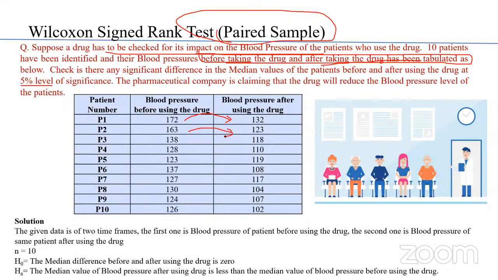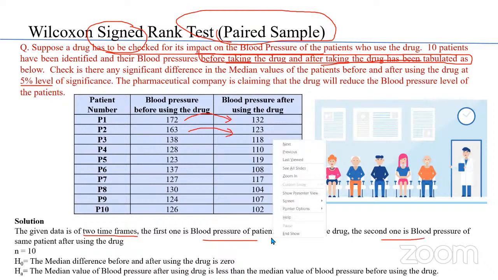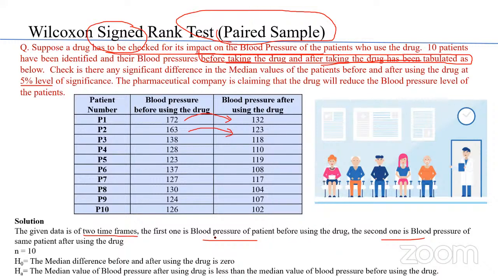The Wilcoxon signed rank procedure takes the sign into account; the name itself tells about the sign. Is it a positive sign or a negative sign? The given data is of two time frames: first, before taking the medicine, and second, after taking the medicine. So it is a paired test, a paired sample, and N is 10. If it is a paired sample, you should get the same number of samples before and after. Otherwise, you will not be able to compare.